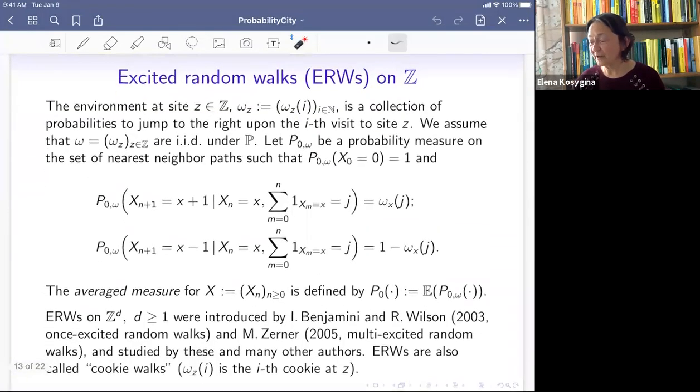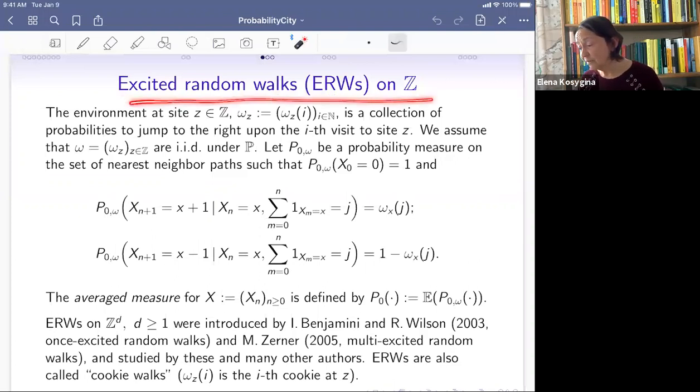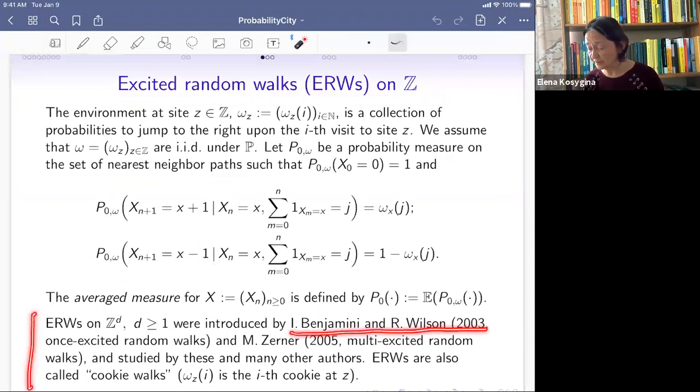Okay. So another model of random walks which interact with their own history is excited random walk, and I'm looking at excited random walks on Z. They are also called cookie walks. Originally, they were introduced by Benjamini and Wilson in any dimensions with a restriction of a single excitation, and then extended by Martin Zerner to multi-excited random walks in random environments. And they were extensively studied over the last almost 20 years.